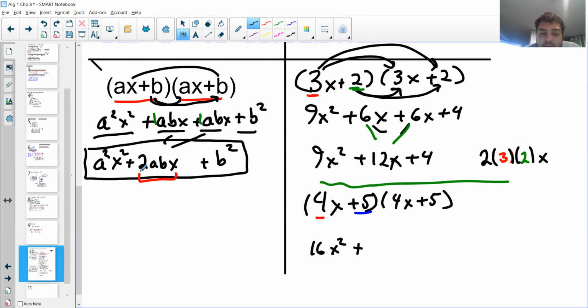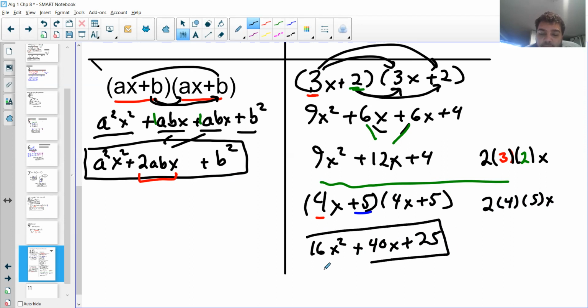Plus 2 times a times b. So 2 times a, which is 4, times b, which is 5, times x. 2 times 4 times 5, 20, 40. So 40x plus b squared, b times b, 5 times 5, 25. So you could use the shortcut to do it. If you want to do the long way every time, there's nothing wrong with that. That's totally fine.